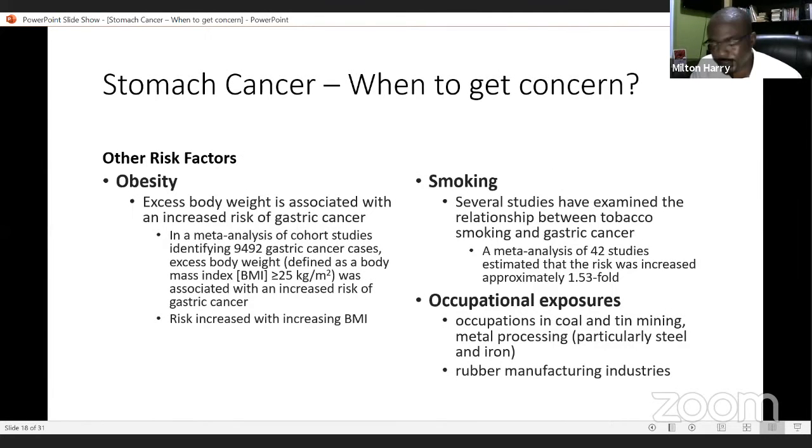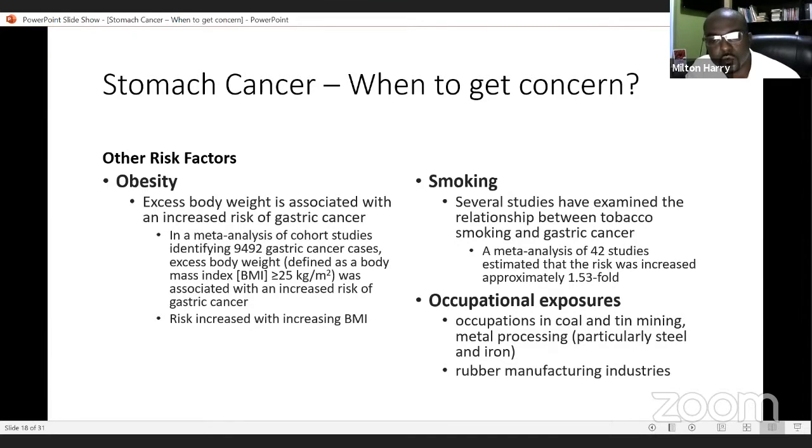Obesity, you know, our dietitian mentioned a lot about obesity a while ago, and it is one of the risk factors. So once you're obese or overweight, that increases the risk of gastric cancer. And the risk actually increases with the increase in obesity, right? So as your BMI increases, the risk goes up.